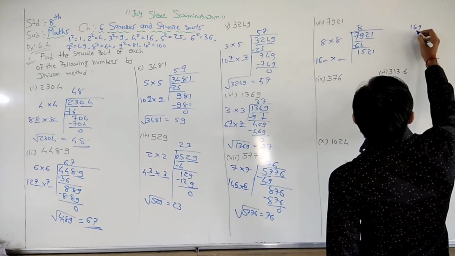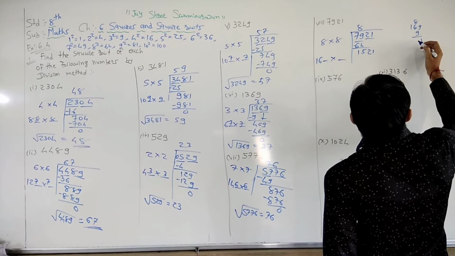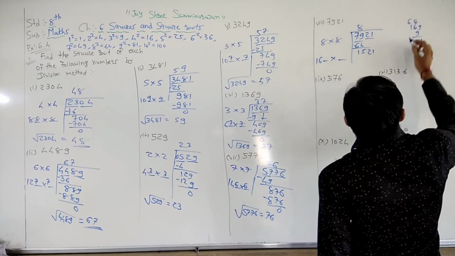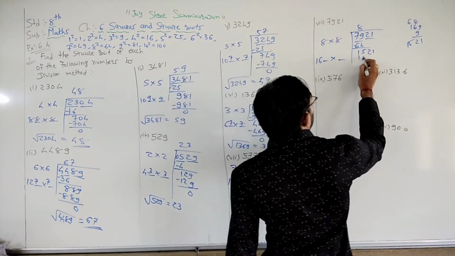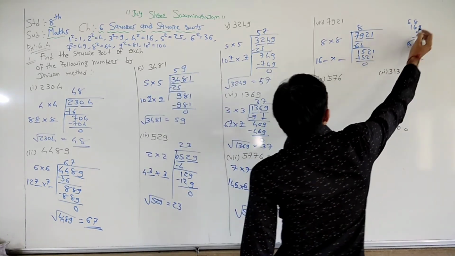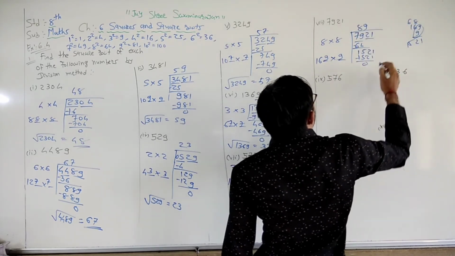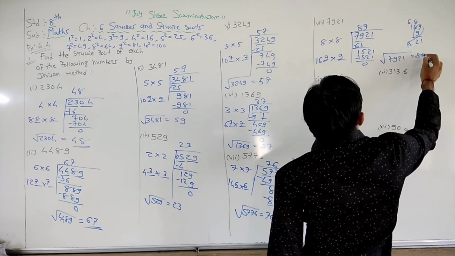So 169 into 9. 9 9s are 81. 9 6s are 54 plus 8 is 62. 9 plus 6 is 15. Yes, so we get 1521. Right? We need to put the digit 9, 169 into 9, and here also 9. So the square root of 7921 is 89.